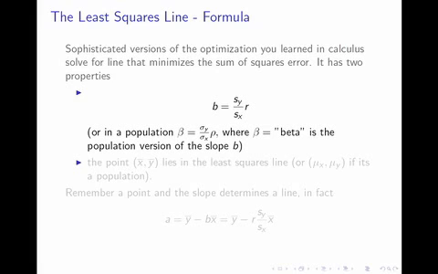And now you see at last r shows up. The first property is that the slope, b, is the standard deviation of y over the standard deviation of x times r. In the population context, we would use beta, the Greek letter ancestor of b, to represent the slope. That's the Greek version of the slope. And we would replace the sample standard deviations with population.